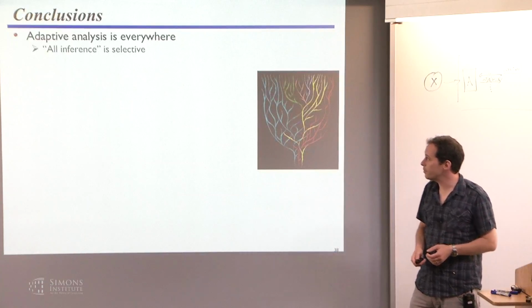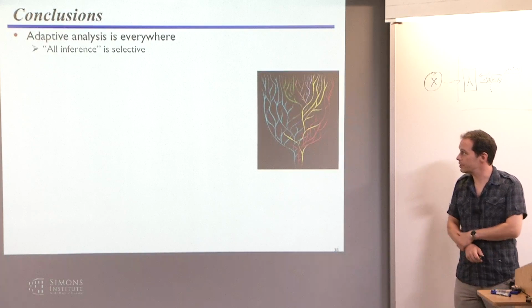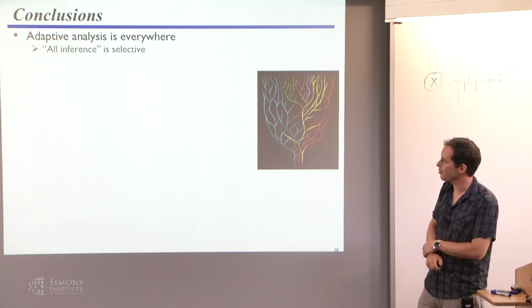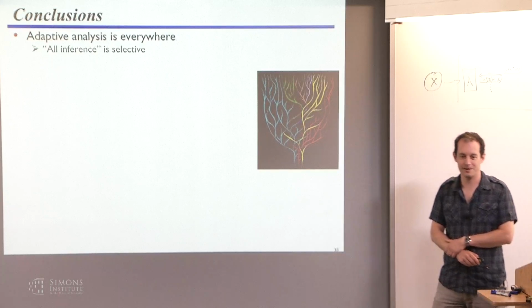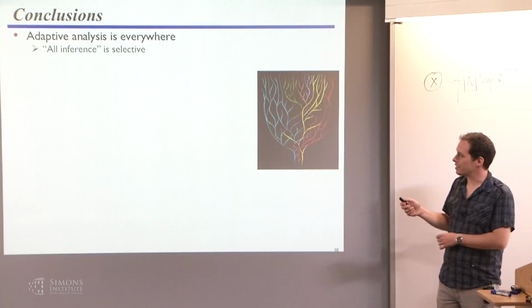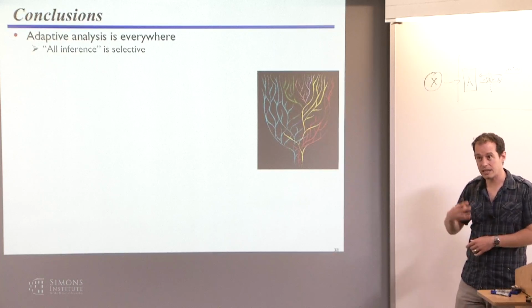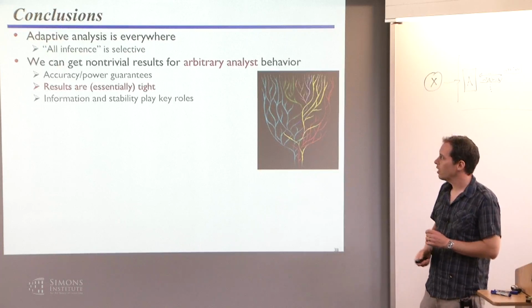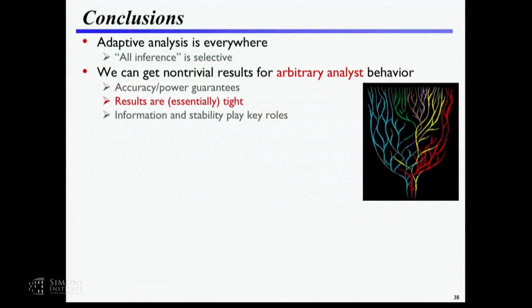Okay, so that's what I talked about. We concluded adaptive inference is everywhere. There's a great quote: "All inference is selective." I forget who I should attribute that to, but it's certainly true. It's hard to find settings where you're not making conjectures based on things you've noticed about the data, for example. We can get non-trivial results for arbitrary analyst behavior using these notions of stability and information.